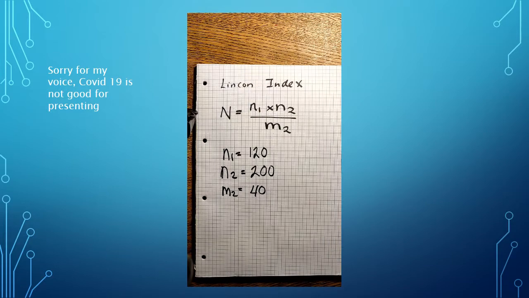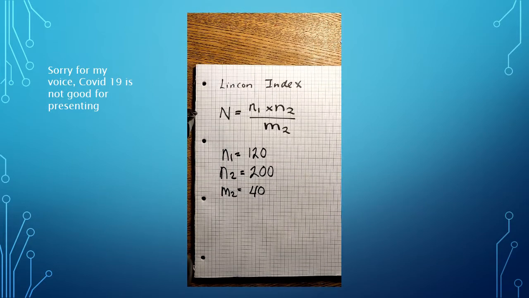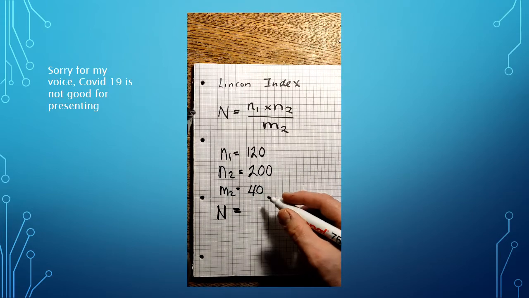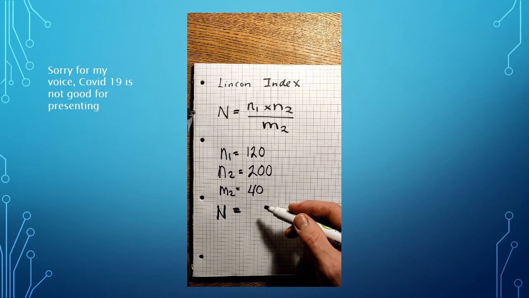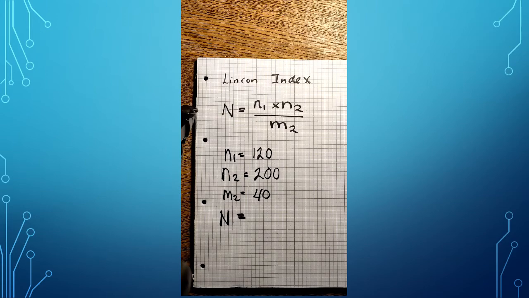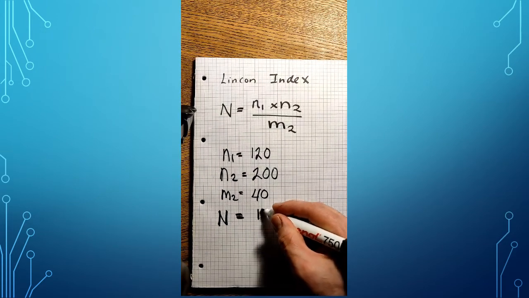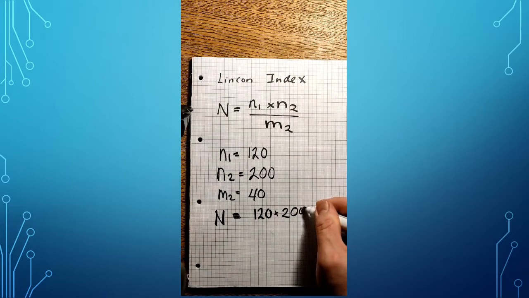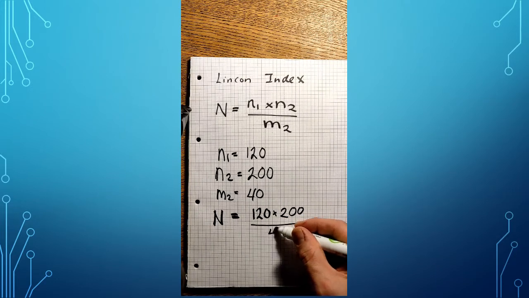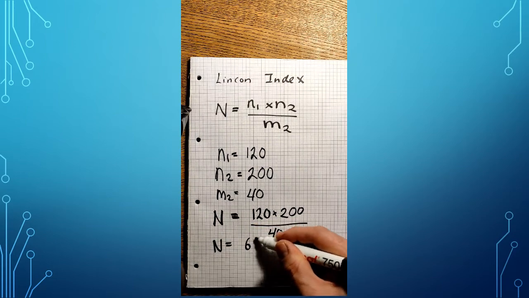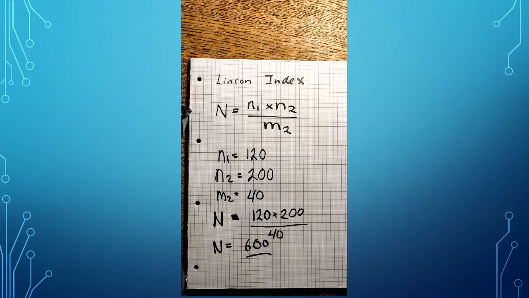Then we have our numbers here to calculate our estimated population size. So our estimated population size would be N equals our first sample, so N1 is 120, N2 is 200, and then we divide them by the 40 of the recaptured who were marked, and this gives us an N of 600. So the estimated population size here would be 600.